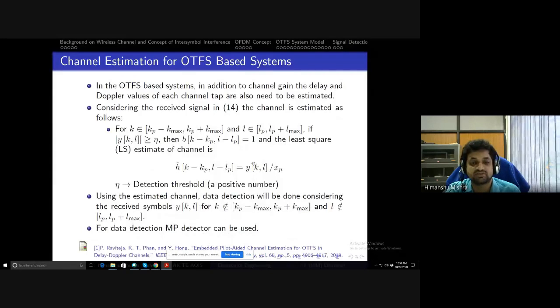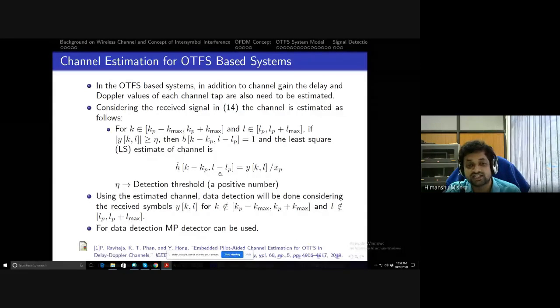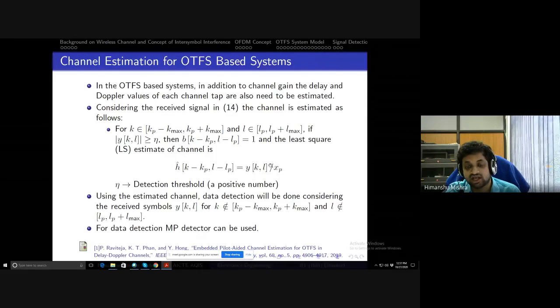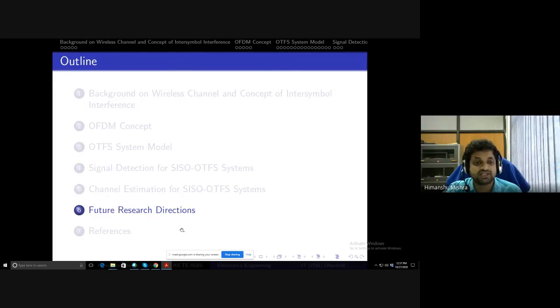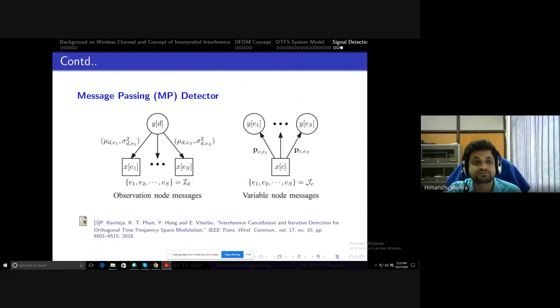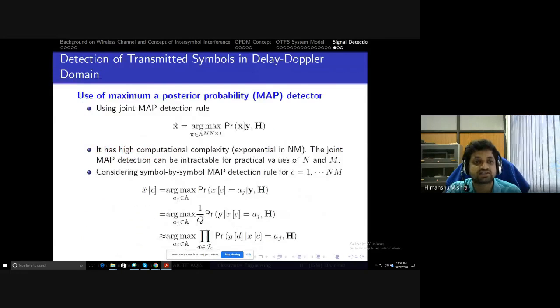These are the basics of channel estimation. Using this, you get the channel estimation as the received signal at K divided by the pilot symbol. That means they have done LS, least square channel estimation. Then, using the estimated channel, you can apply the MP, message passing detector. Next is some desired direction. Before going to the desired direction, I will tell you some points on detection, some of our research on detection.